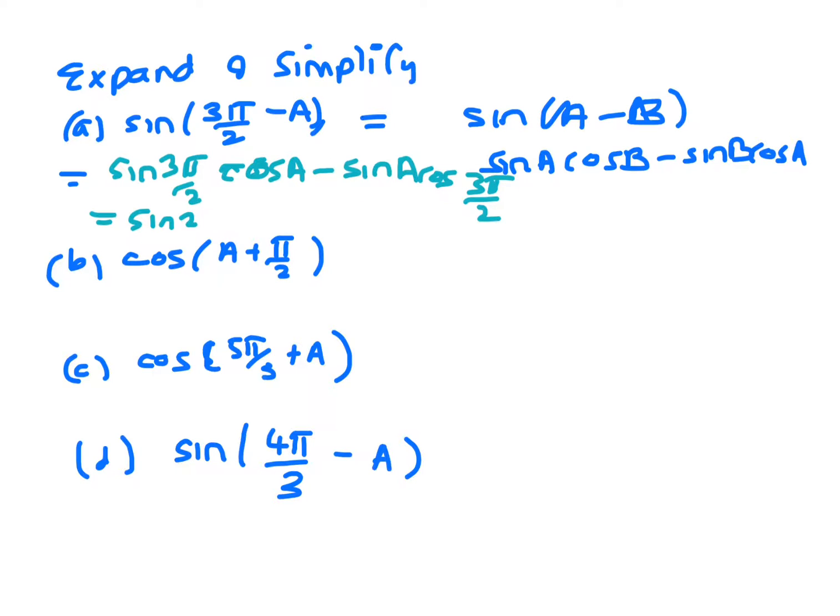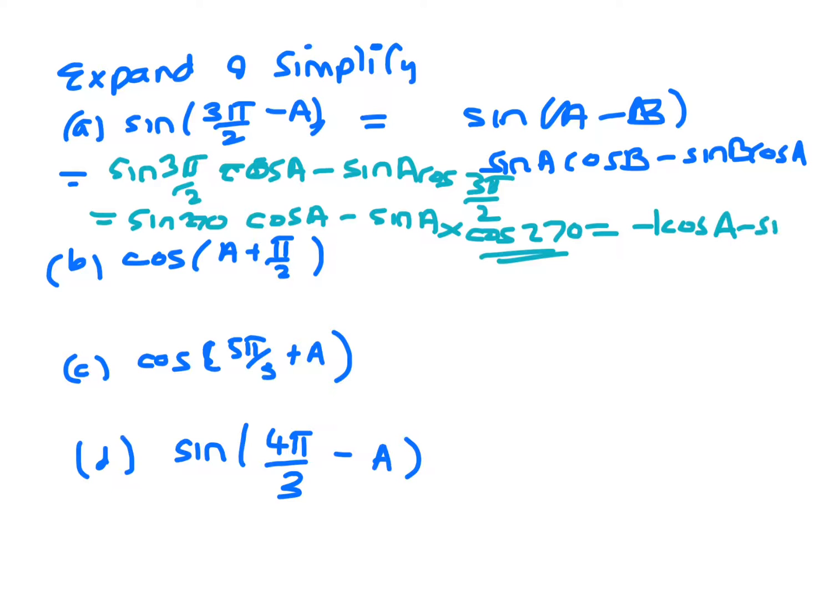Sorry. Cos A minus sine A, and this is cos 270. So sine 270 would be minus 1, so that's minus 1 times cos A minus sine A, and cos 270 is actually 0. So it's minus sine A times 0. So that ends up being minus cos A.